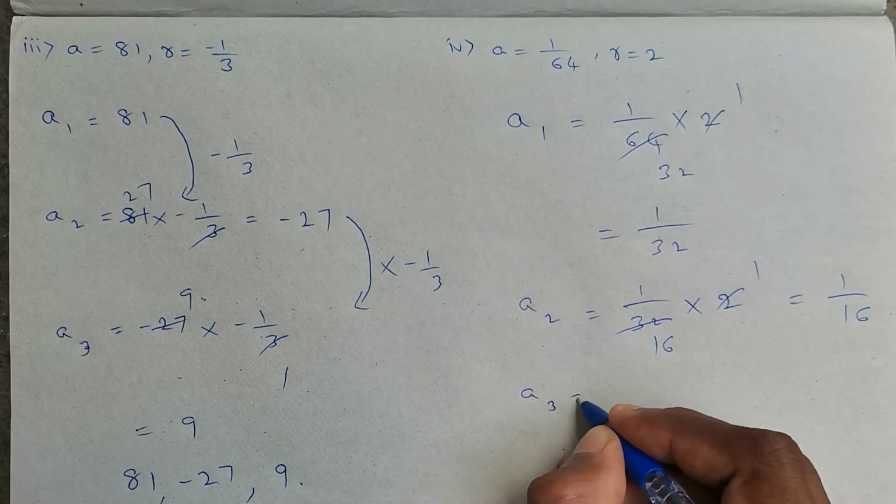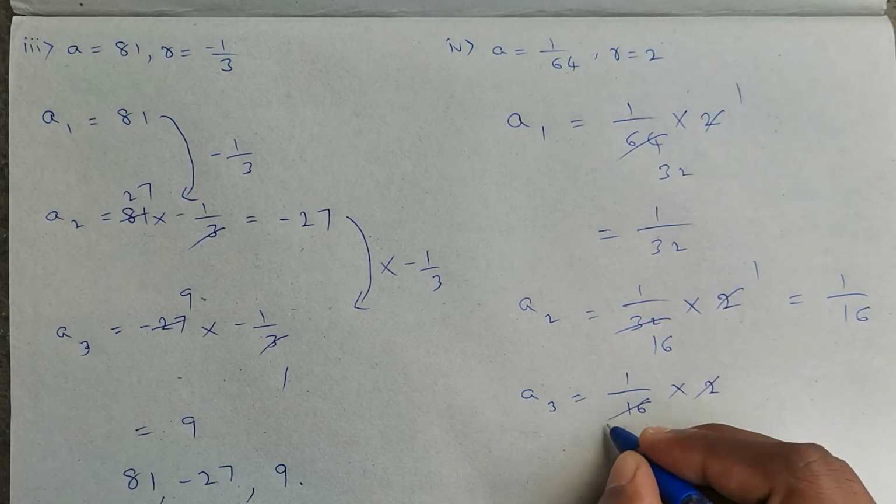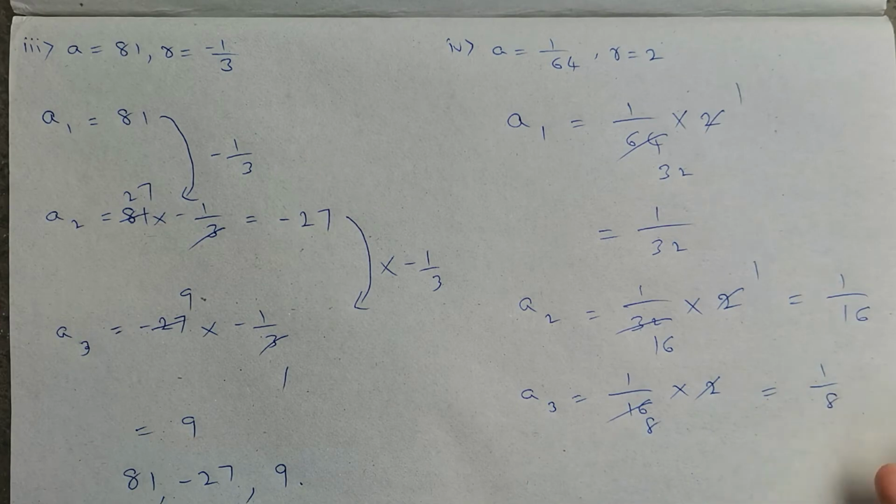Again we want A3. So for the second term, multiply with the common ratio: 2 ones are 2, 8s are 16, which is 1 by 8. So the first three terms are 1 by 32, 1 by 16, 1 by 8.